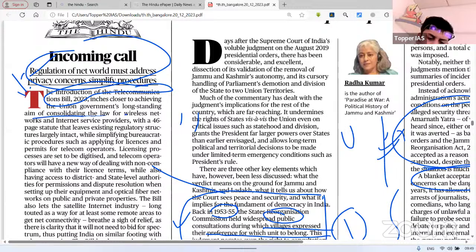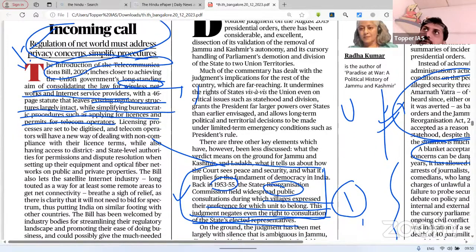So the long-standing aim of consolidating the law for wireless networks and internet service providers. Different laws were there, now they are making it one. It is a 46-page statute that leaves the existing regulatory structure largely intact. They are not affecting the existing regulatory structure like TRAI, Telecom Regulatory Authority of India. They are not touching it. While simplifying bureaucratic procedures like applying for licenses and permits for telecom operators, they are making it easy. Okay, that they are making because of ease of business. They are supporting the business to grow easily.